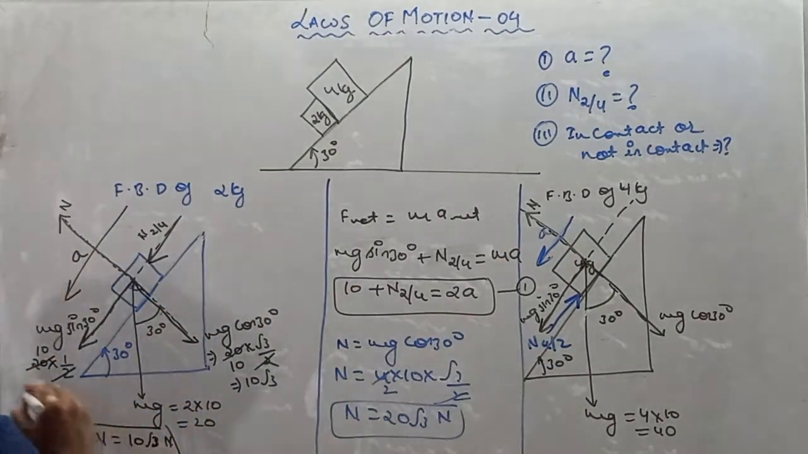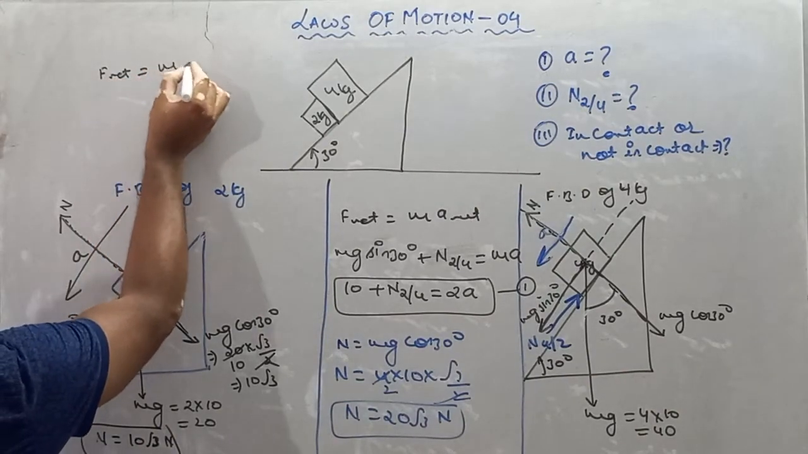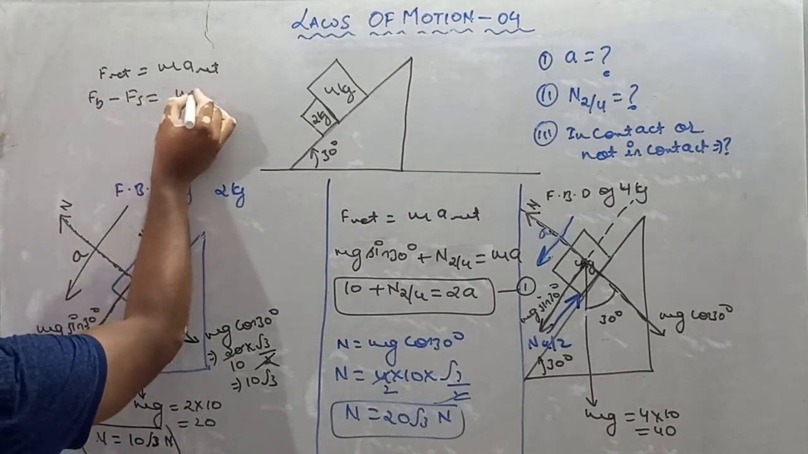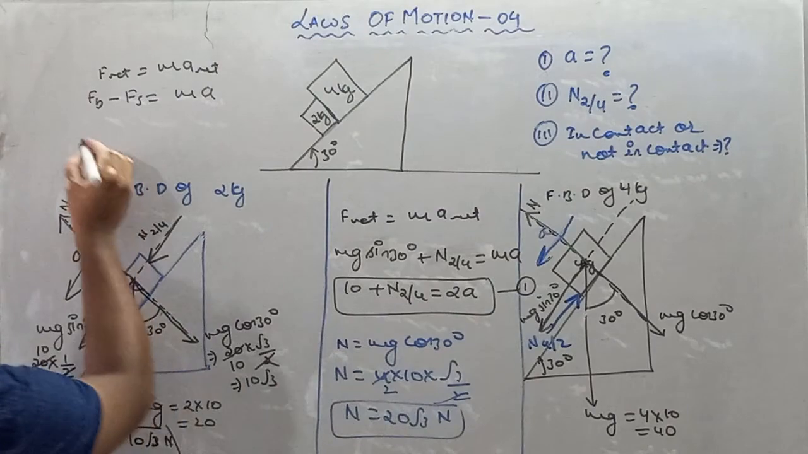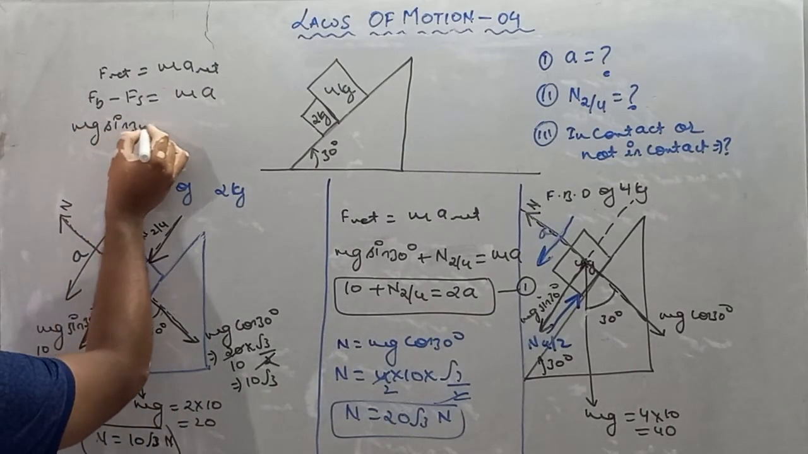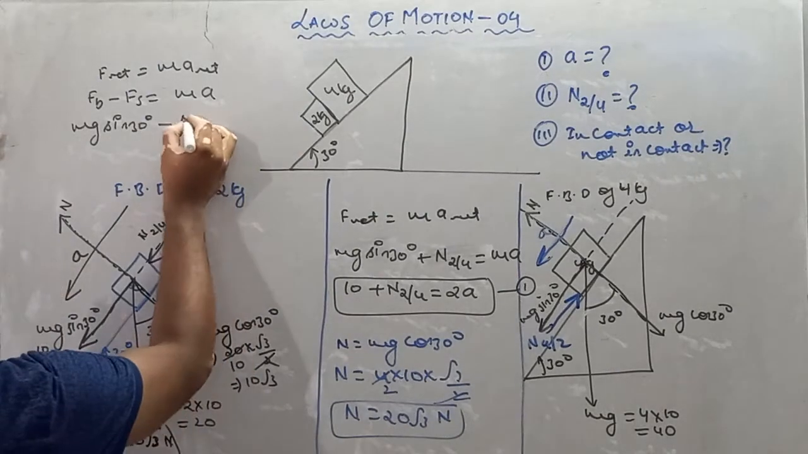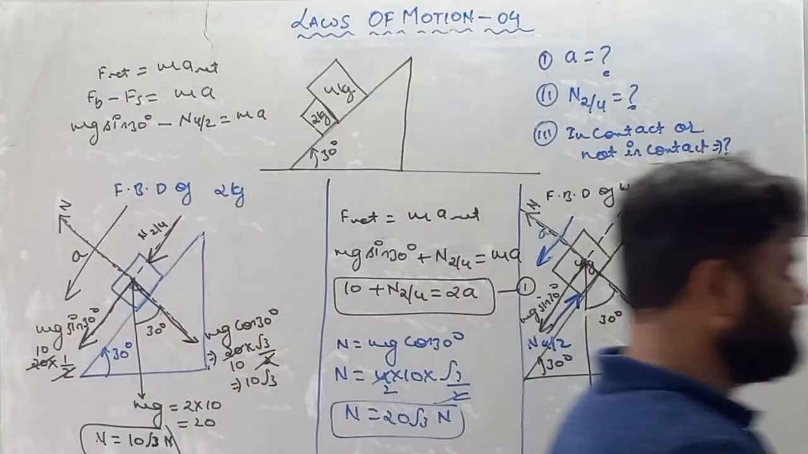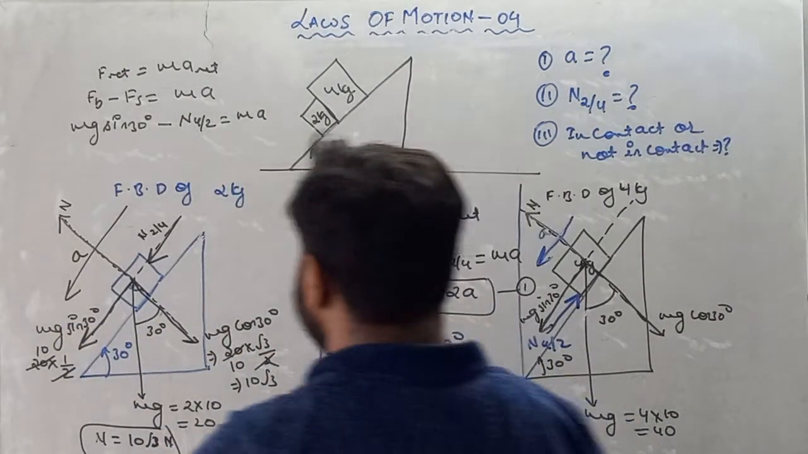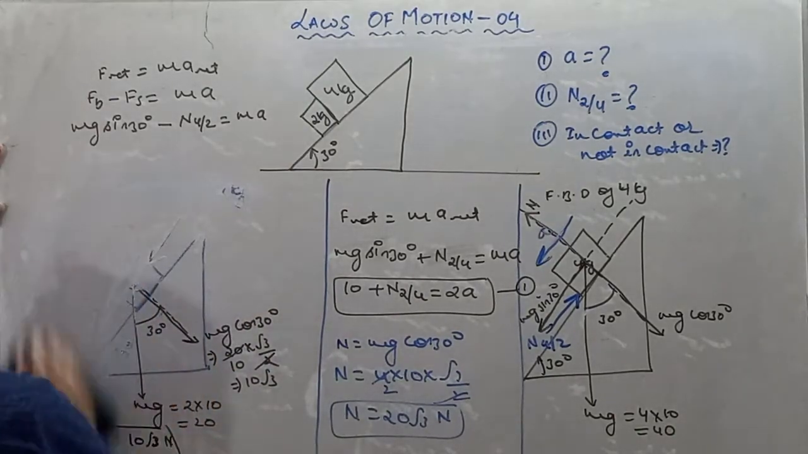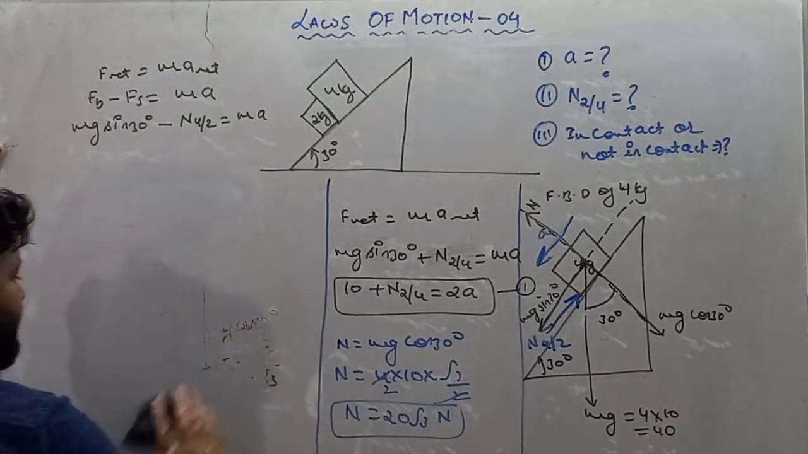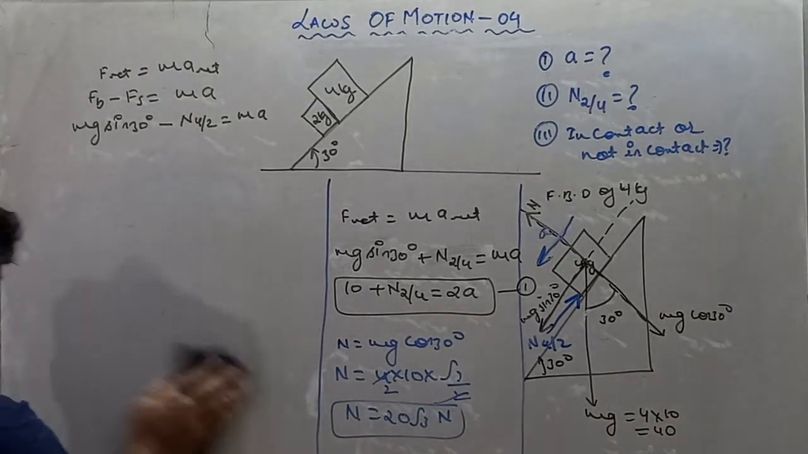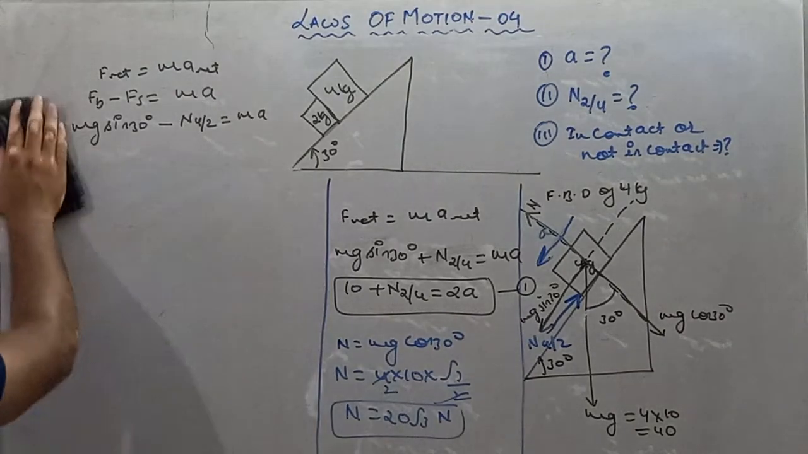So F net is equal to m a net. Net force means bigger force minus smaller force is equal to m a net. So bigger force mg sin 30 minus smaller force normal on 4 due to 2 is equal to ma. Now we have to put the values. I hope you are understanding how to make FBD. FBD is the most important part of this chapter, my dear student. If you are very comfortable with FBD, then you will be capable of solving the questions.